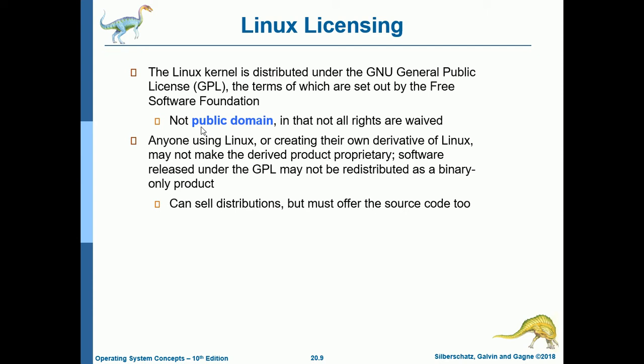Anyone using Linux or creating their own derivative of Linux may not make the derived product proprietary. Software released under the GPL may not be redistributed as a binary-only product. Actually, for Linux, they can sell their distributions, but must offer the source code too. So that's always their agreement: it's free software, but they should share the source code for their Linux distribution, even if it can be sold.